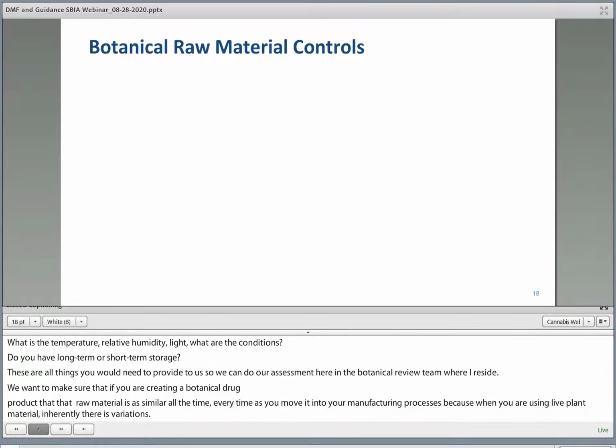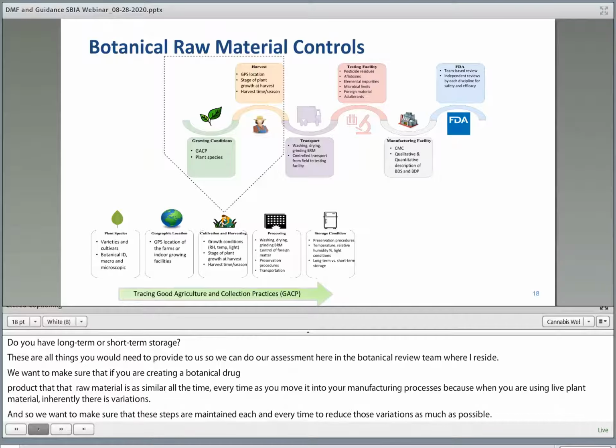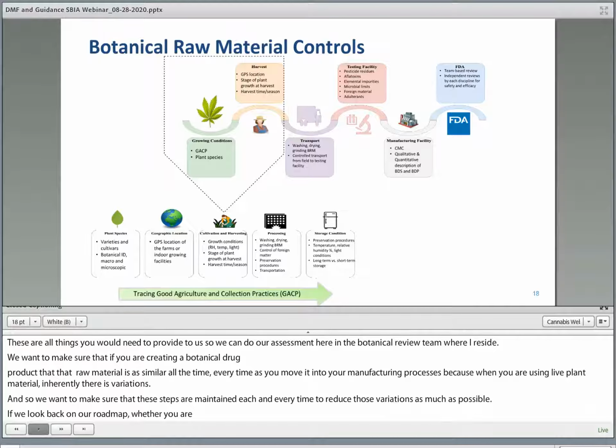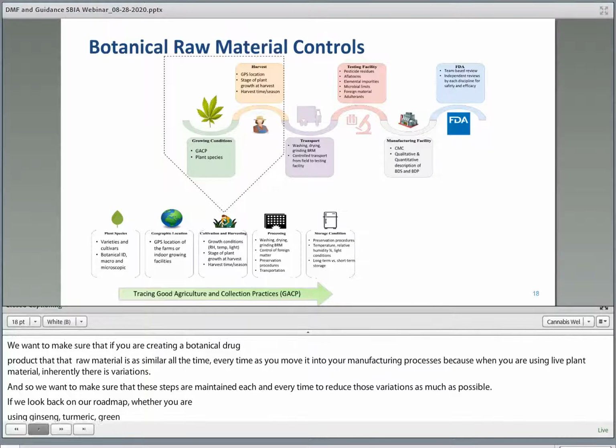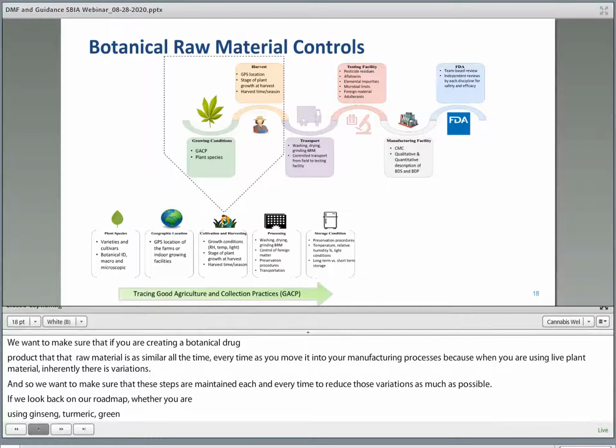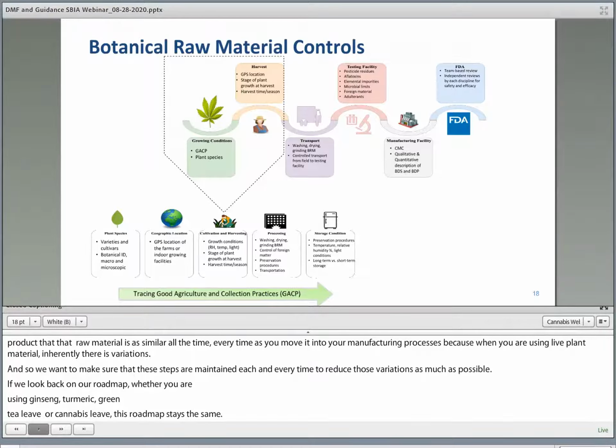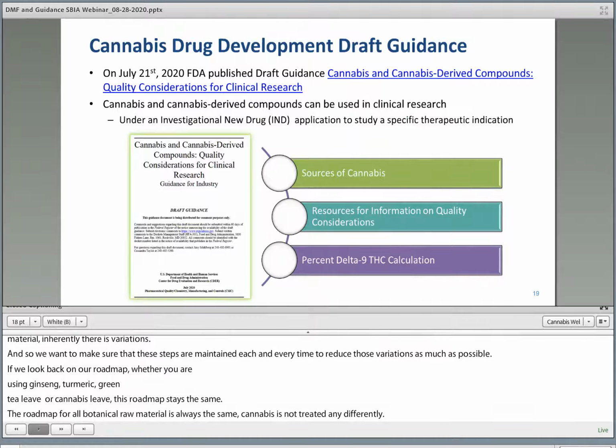So if we look back on our roadmap, whether you're using ginseng, turmeric, green tea leaf, or if you're using a cannabis leaf, this roadmap stays the same. The roadmap for all botanical raw materials is always the same. Cannabis is not treated any differently. And you can see all of these details, again, in that Botanical Drug Development Guidance for Industry. So you can check that out.